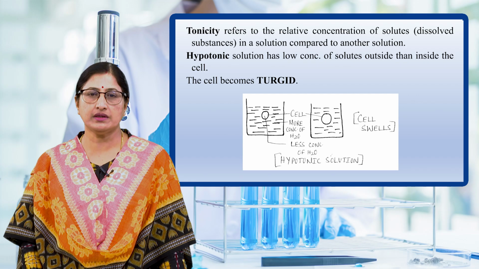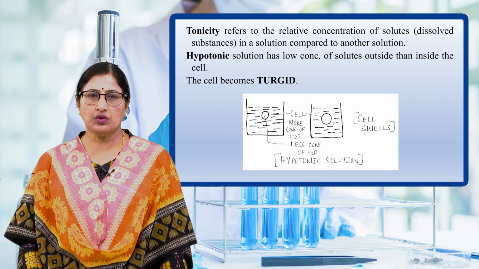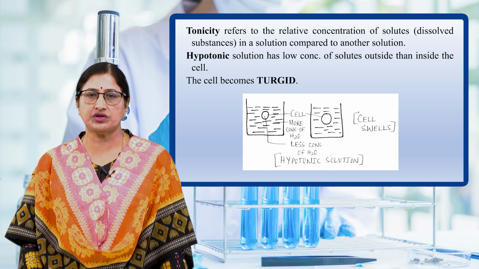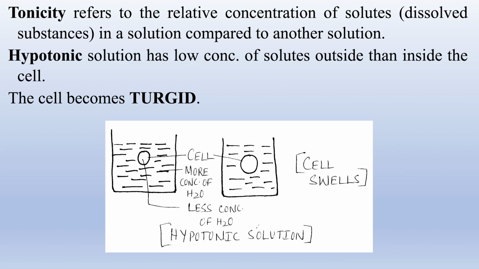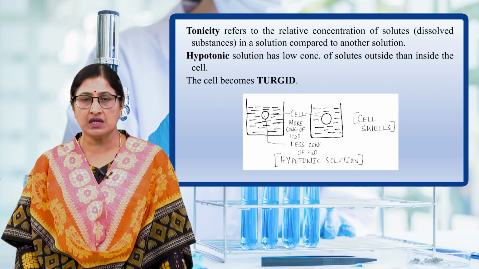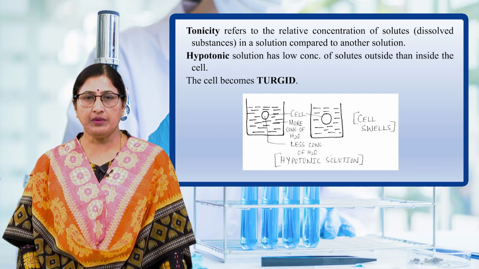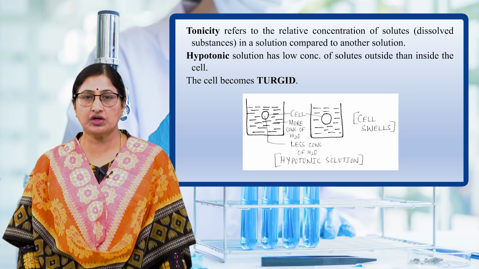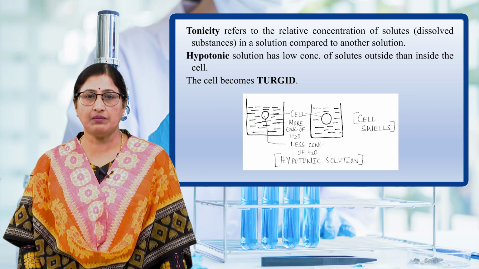Now, coming to another term, that is tonicity. Tonicity refers to the relative concentration of solutes, that is dissolved substances, in a solution compared to another solution. There are three types of solutions. One is hypotonic solution, second one is hypertonic solution, and the third one is isotonic solution. Hypotonic solution has low concentration of solutes outside than inside the cell. Therefore, water enters into the cell and the cell swells, or we can say the cell becomes turgid.